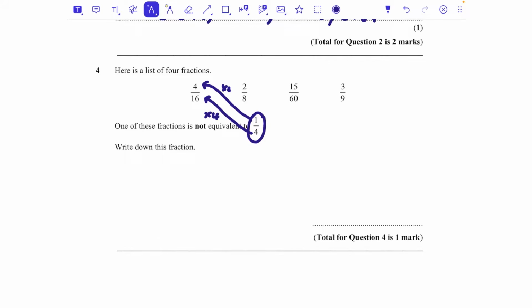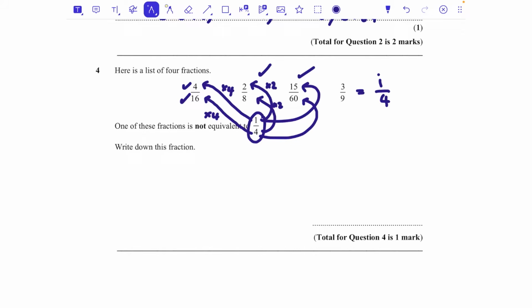Well, we've multiplied the top by 4 and we've also multiplied the bottom by 4. So that is equivalent. We've times the top and the bottom of the fraction by the same number, so it's kept the same. With this next one, I've multiplied the numerator, the top number, by 2, and I've multiplied the bottom number by 2. So yes, that stayed equivalent. With this next one, I've multiplied the numerator by 15 and I've multiplied the denominator by 15. So yes, that one is also equivalent. And with the last one, I've multiplied the numerator by 3. But that denominator, if I times it by 3, that would need to be 12. So that is not correct. So the fraction that is not equivalent is 3 over 9.